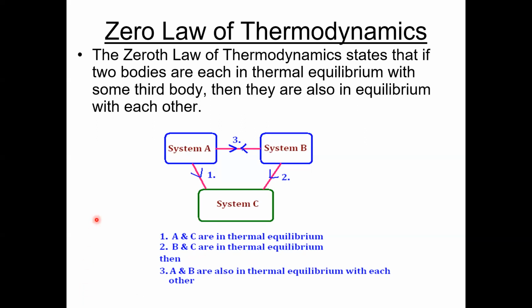There are 3 or 4 laws in thermodynamics: the zeroth law, the first, second, and third law. The zeroth law of thermodynamics states that if two bodies are each in thermal equilibrium with some third body, then they are also in equilibrium with each other. So if we have system A in equilibrium with system B, and B is in equilibrium with C, that means A is in equilibrium with C.